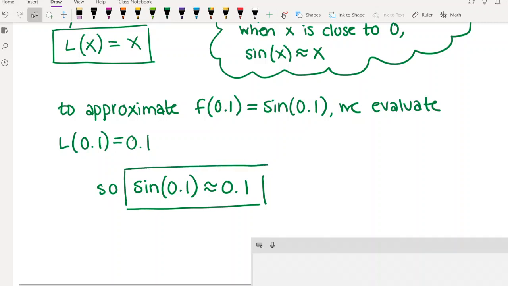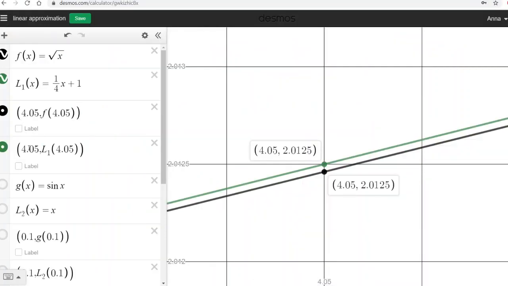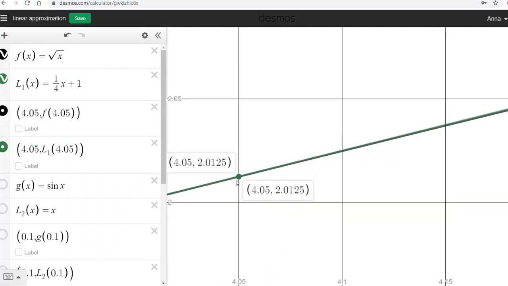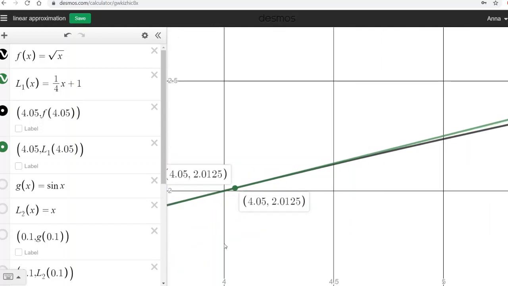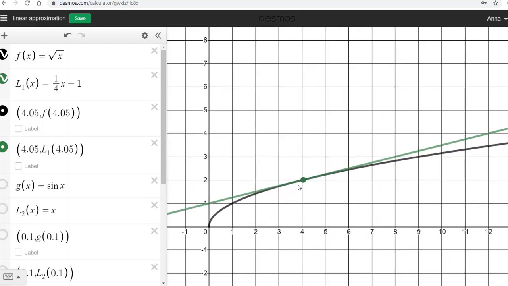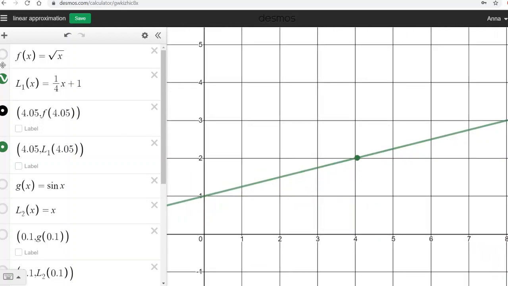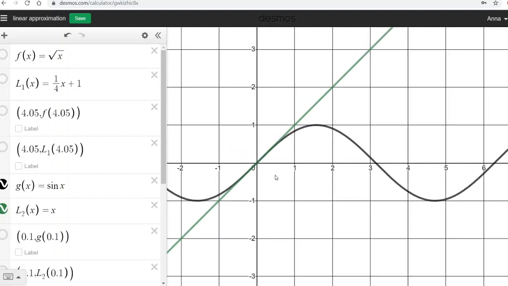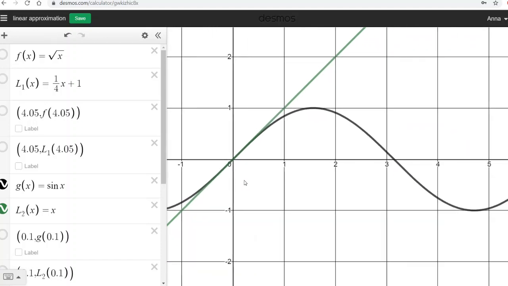So let's look at Desmos again to reinforce this idea. I'm going to have to zoom out a ton. Still have to zoom out a ton. Okay, so that was our last example. Let me pull up this example. So here we have the graph of sine of x, and here is our tangent line. Our tangent line at 0, as we saw, is just a line with a slope of 1 going through the origin. So if we were trying to find sine of 0.1, that would be that black dot.